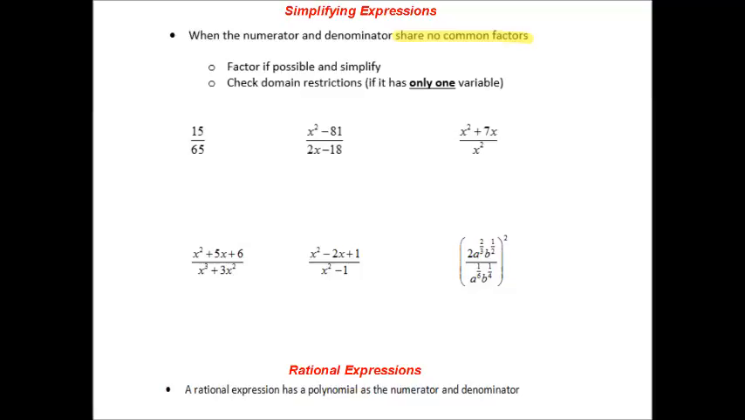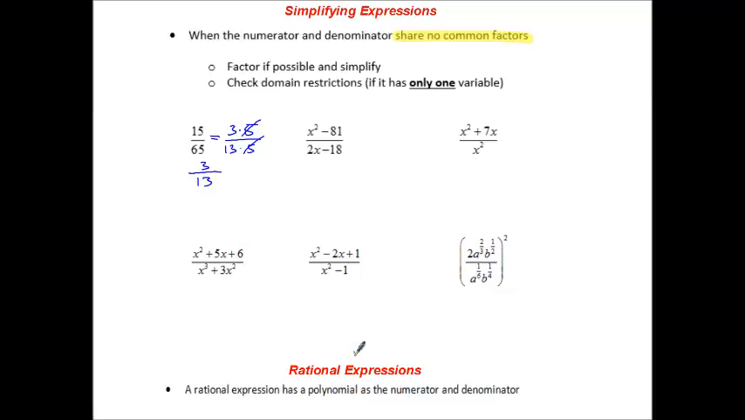Okay, let's look at our first one, 15 over 65. Is that in most simplified form? Well, let's check. What number goes into both 15 and 65? The answer is 5. 15 is 3 times 5, and 65 is 13 times 5. So we can indeed simplify, take care of the 5, and we end up with the fraction 3 over 13, and that is the most simplified form of this fraction. Clearly, we have no domain restrictions here because there's no variable.